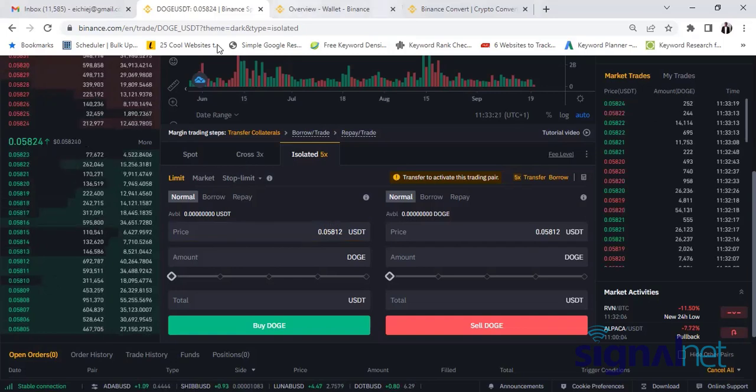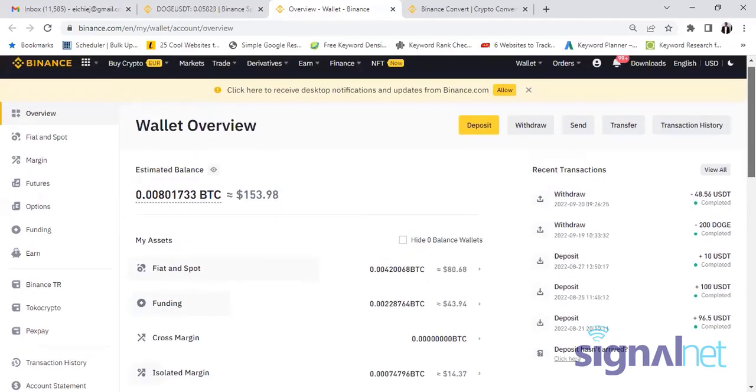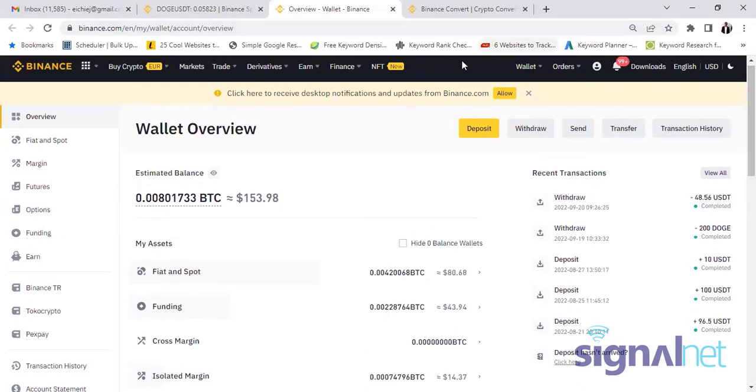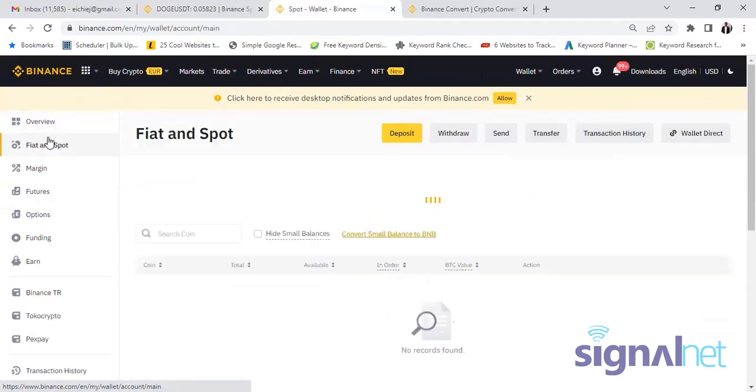The way to do it is this: you transfer funds to your isolated account. That's the amount you want to invest, $100 or whatever it is. How do you do that? You go to your fiat or your funding. Either you go to your fiat or your funding. Just click on your fiat or your funding, whichever of them.